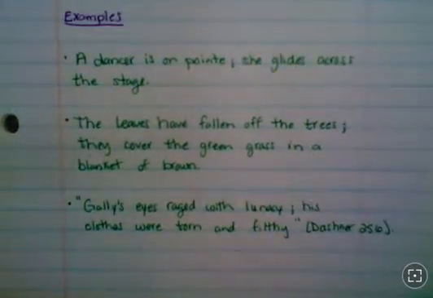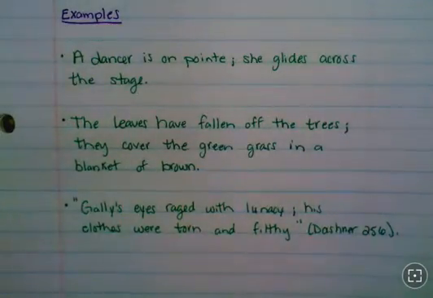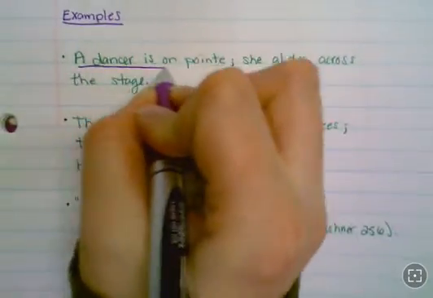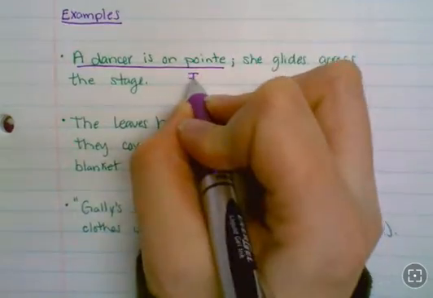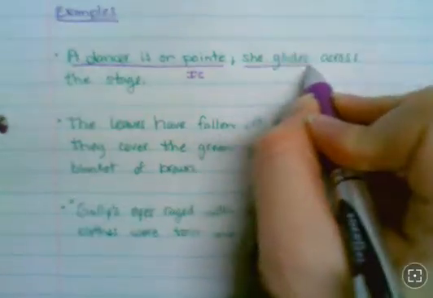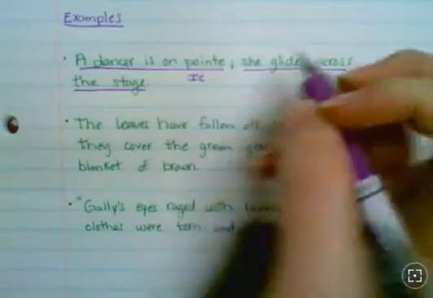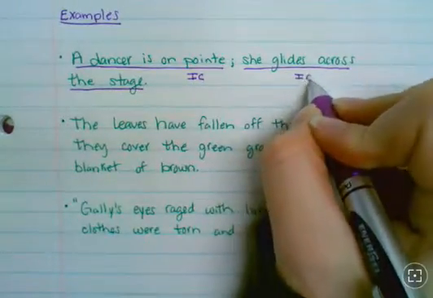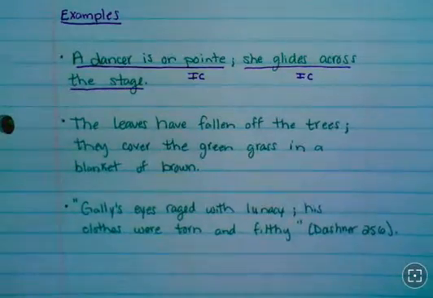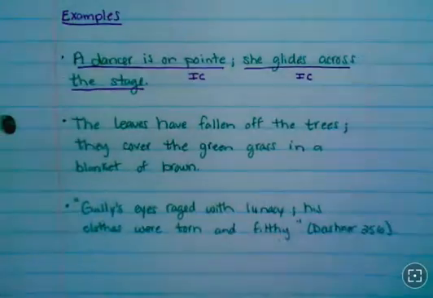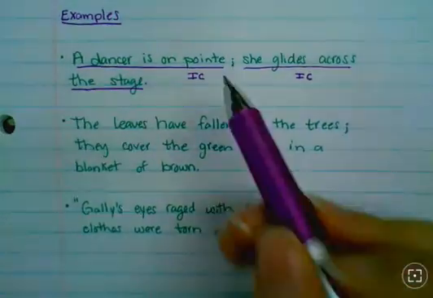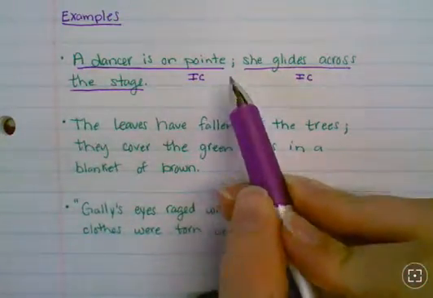A dancer is on point; she glides across the stage. So, a dancer is on point is your independent clause. She glides across the stage is an independent clause. Both of these can stand by themselves. If I just said them randomly, they would sound like a complete sentence because they are a complete sentence, and you'll see that there is a semicolon in between.